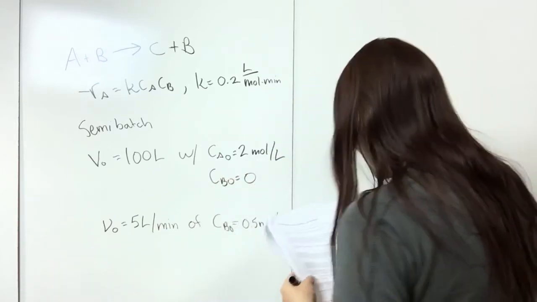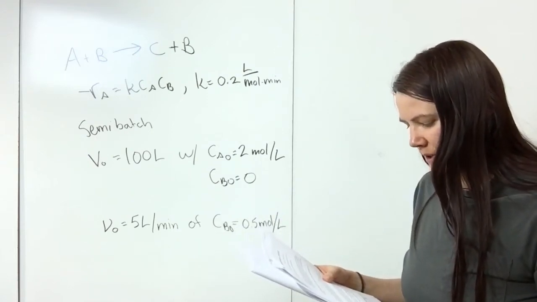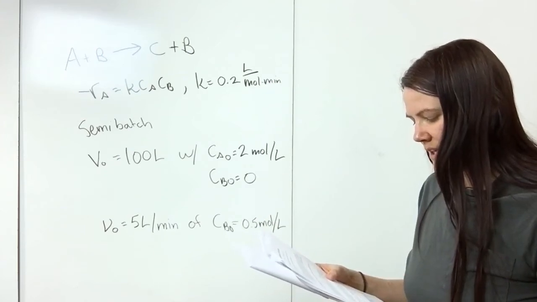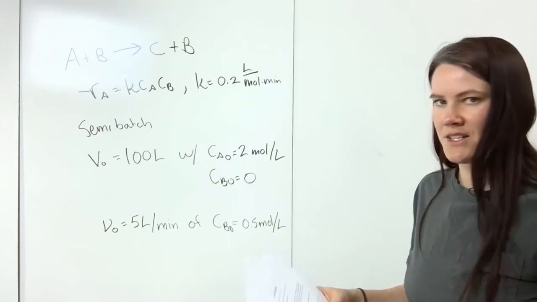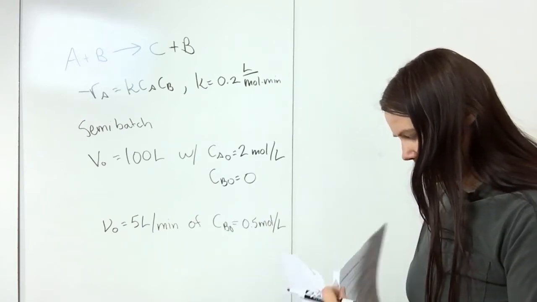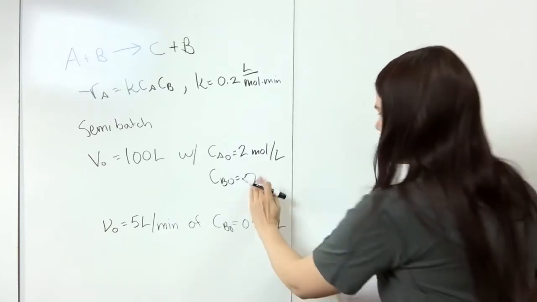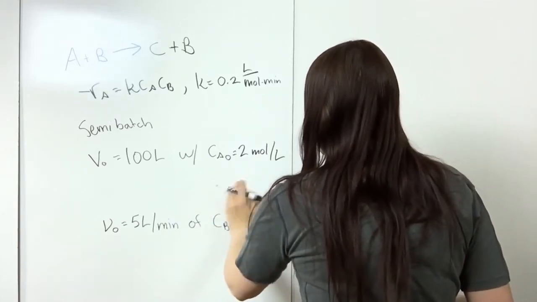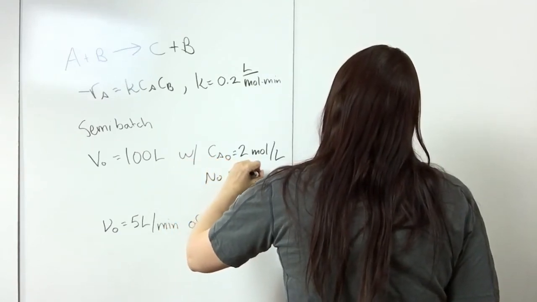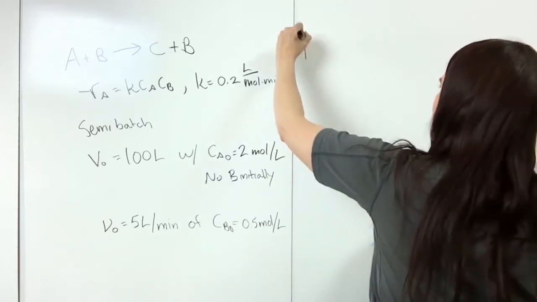And then it says formulate an ordinary differential equation that would let you solve the problem as the conversion of A with time. Substitute all the relevant values and specify the initial conditions. I'm going to change that to just no B initially. So the first thing we want to do is a mole balance.